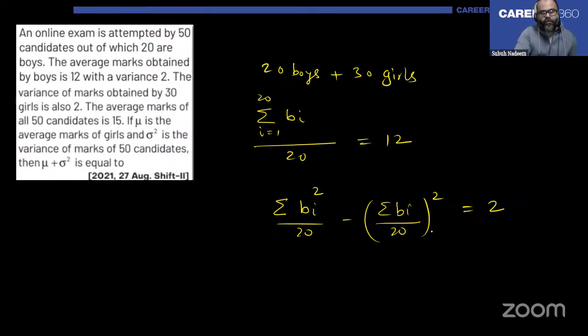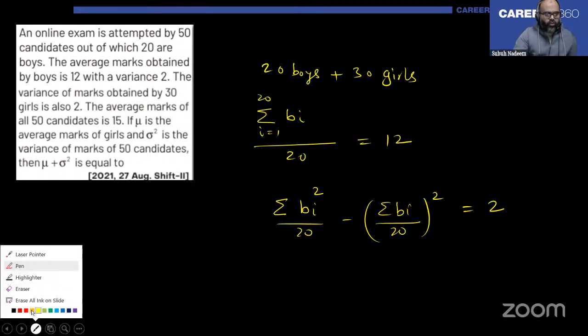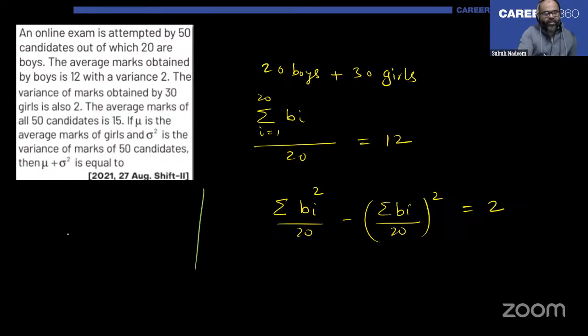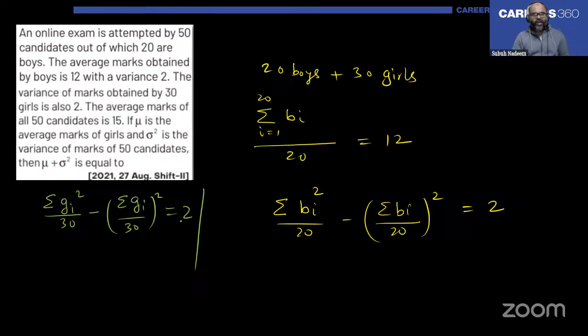Fine. The variance of marks obtained by 30 girls is also 2. So what else is given? That the variance of the 30 girls, sigma of gi square by 30 minus (sigma of gi by 30) whole square, is also 2. And girls are 30.